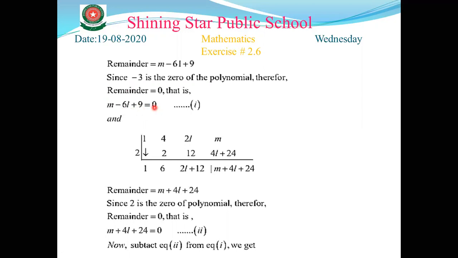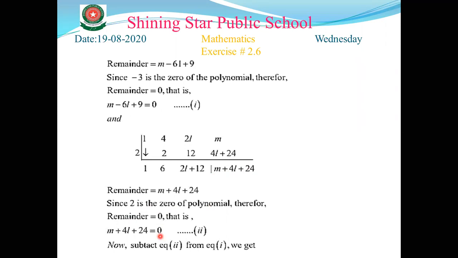Now again we solve this with the help of 2. 1 as it is, 2 multiplied by 1, 2. 4 plus 2, 6. 6 multiplied by 2, 12. 2l plus 12. Multiply by 2, 4l plus 24. So m plus 4l plus 24 is the remainder. And we say that 2 is the zero of the polynomial. So therefore, again we say that m plus 4l plus 24 is equal to 0.